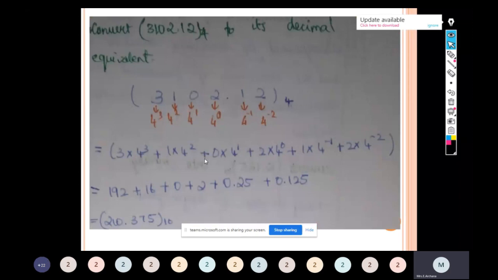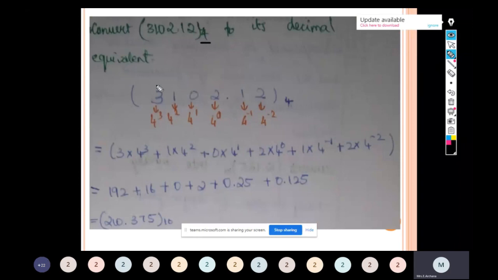So this is the example: 3102.12. It consists of both integer and fractional parts. The given radix here is 4. So it is converted into the decimal equivalent. How to write that? 4 power 0, 4 power 1, 4 power 2, 4 power 3. For the fractional part, 4 power minus 1 and 4 power minus 2, we start from MSB.